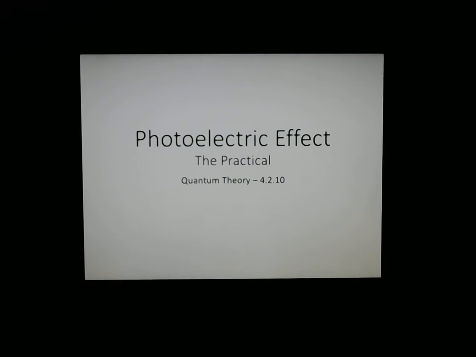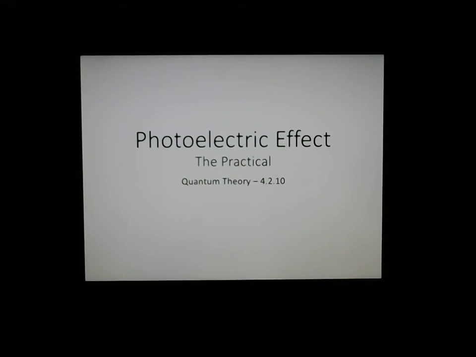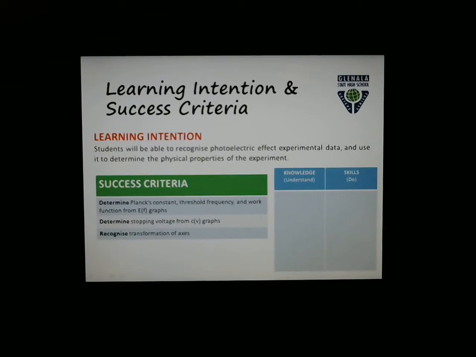Welcome to Lecture 10 of Topic 2 of Unit 4, the photoelectric effect. We're going to be looking at the practical components this time. The video will be continuing with the main ideas of Chapter 11.5 of Book 2. Please complete the reading before class. Here are your learning intention and success criteria. Please pause the video and attempt to complete the KS table down the bottom right.